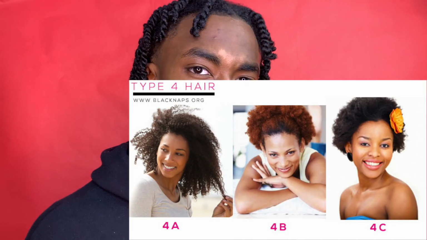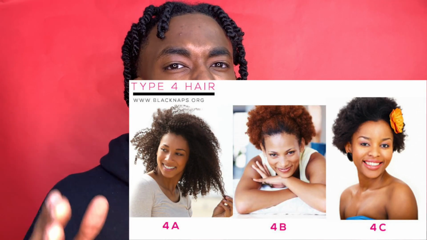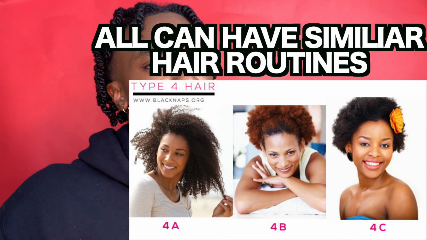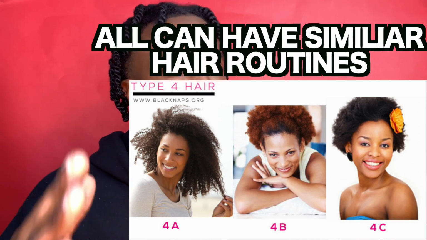For example, let's say I had 4A hair. Let's say somebody else has 4C hair. Generally, our hair regimens are going to be just about the same, because they're still type 4. It's just that 4A might have a little bit bigger curls than somebody with 4C.